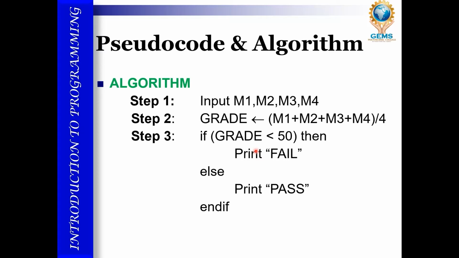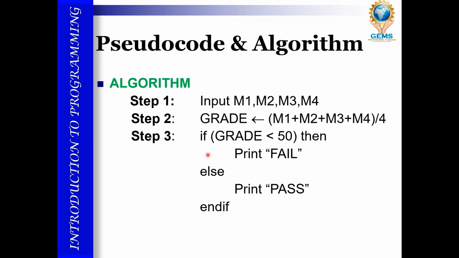But an algorithm means it's well defined. It's very close to the computer language. See here, everything I have written here is just like we are doing programming. So M1, M2, M3, M4, 4 values are there. We have given the addition symbol here. Then we are going to divide it by 4. Then we are going to compare it with 50. If the value is less than 50, then the result will be fail, or if more than that, then it will be pass.